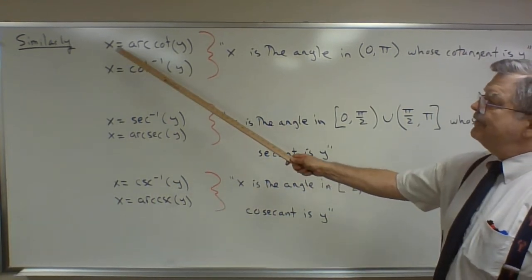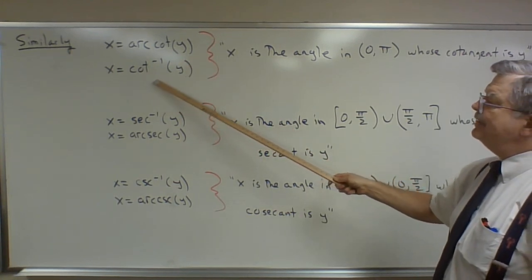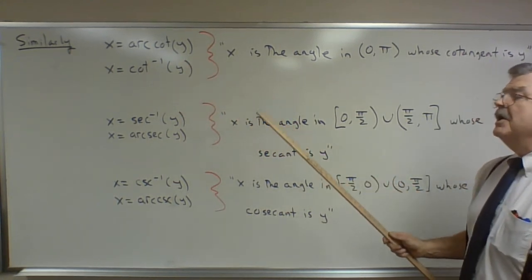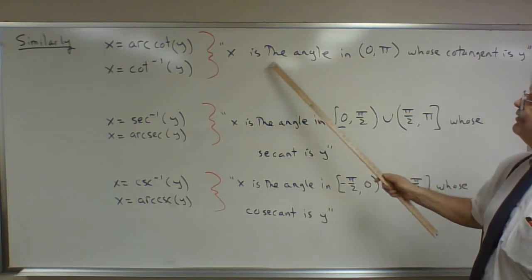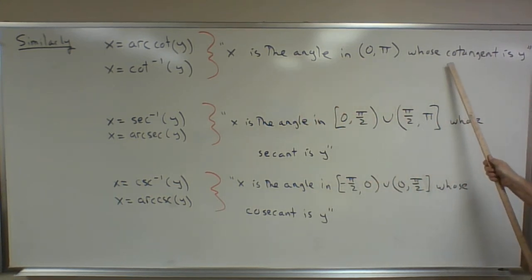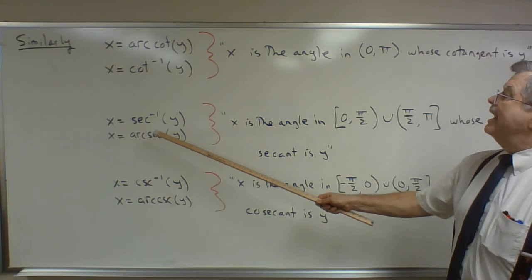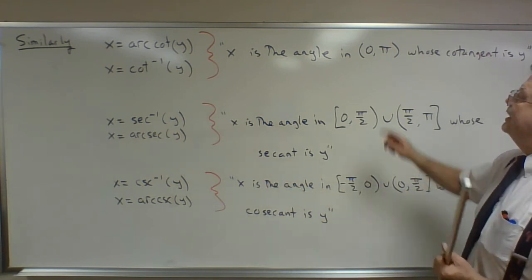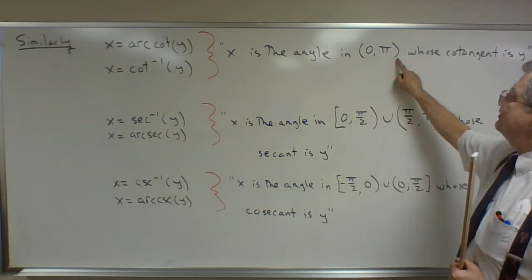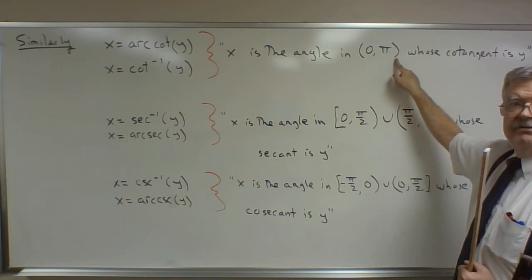Similarly, the statement x equals arc cotangent y, or x equals cotangent inverse of y, we interpret that as x is the angle in the interval from 0 to pi whose cotangent is y. And we, again, exclude 0 and pi because they're division by 0 issues.